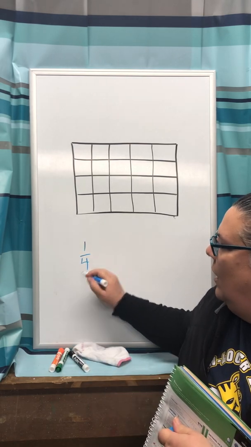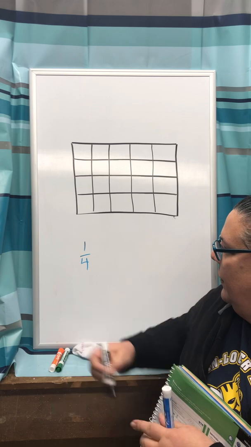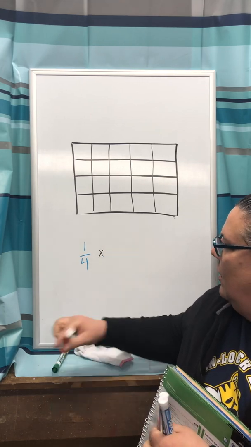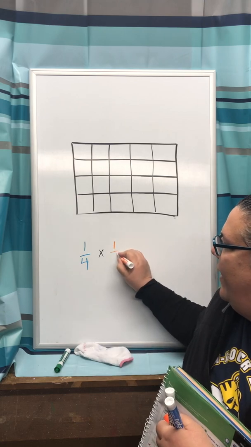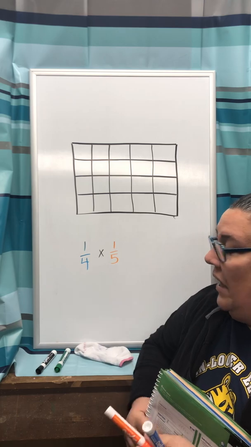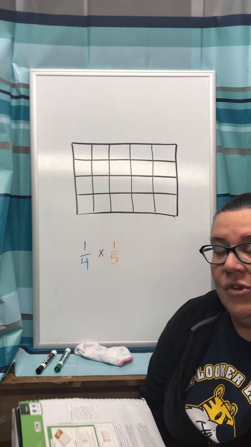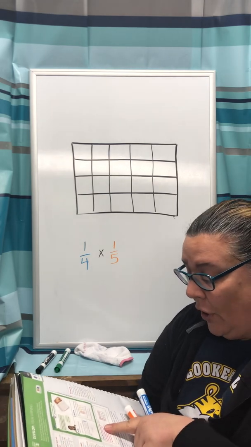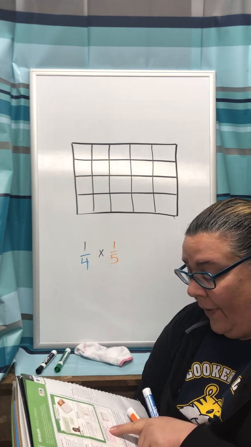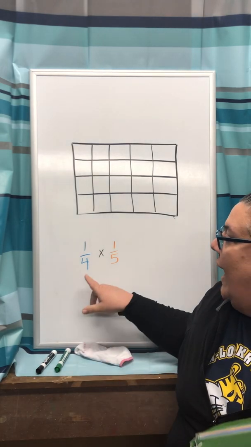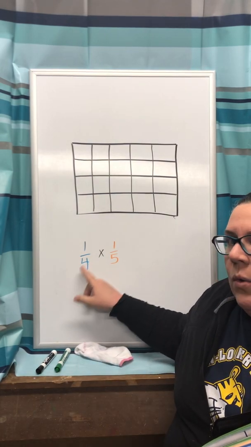1/4 times 1/5. And I did those in different colors on purpose because when we go to do the overlap, I want to make sure that I have them in those two different colors so I can see where they actually overlap. So it says that I should use the area model and explain my work. So the first thing I'm going to look at is I have a 1/4 and a 1/5.